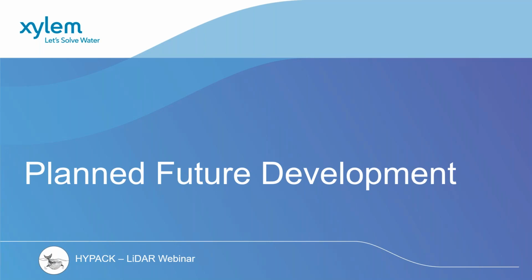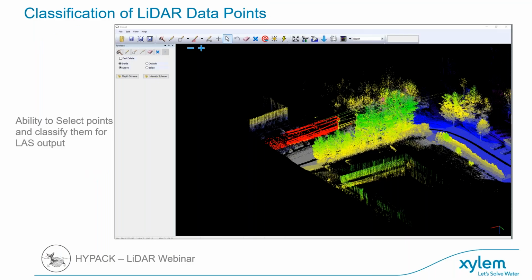Obviously, LiDAR is something that we're trying to provide better tools for. We've enhanced a lot of the things within the last year. One of the things we want to do is classification of LiDAR data points. So here we see our cloud program. I've got a small section around our building loaded right here. Obviously, I scan our building a lot, just playing around with these things. And I selected the power lines. And the red dots are all the power lines I selected.